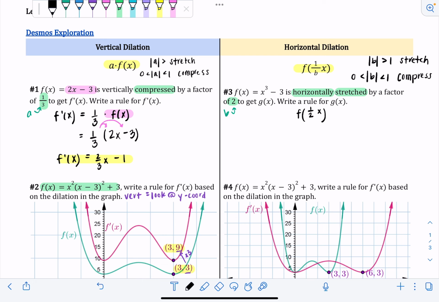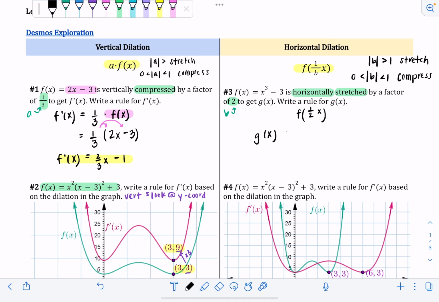So what this means is it's kind of like when we had the horizontal translation, if we change something that's in the parentheses, that means that we have to change all of the x's that are inside the function. So our function would be, the new function is supposed to be called g of x. Oops, not g prime.